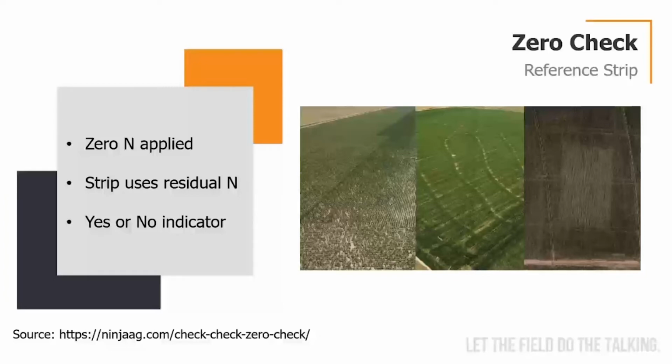And same as the enriched strip, if the zero check is visible, nitrogen is in demand and a nitrogen application is needed. If the zero check is not showing up, then nitrogen is not needed at this time, and we might come back in a couple days and check it again.